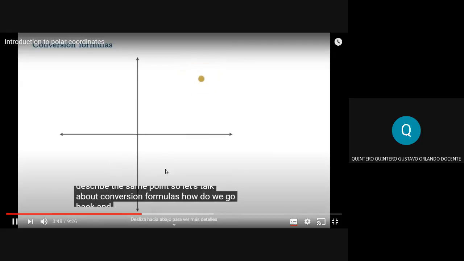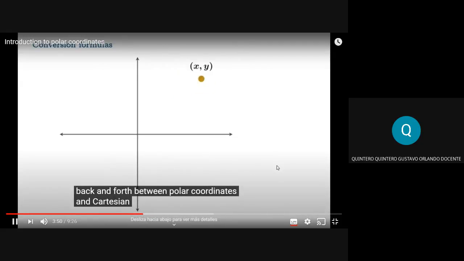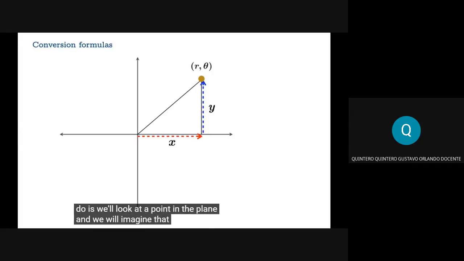How do we go back and forth between polar coordinates and Cartesian coordinates? So what we'll do is we'll look at a point in the plane and we will imagine that we've described both the Cartesian and polar coordinates for that point.